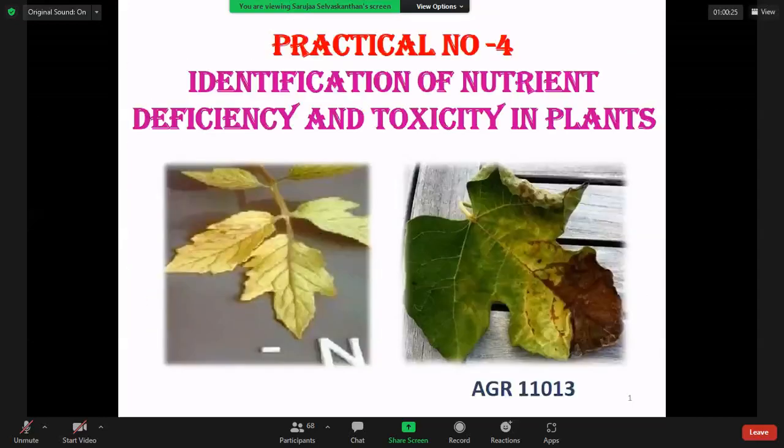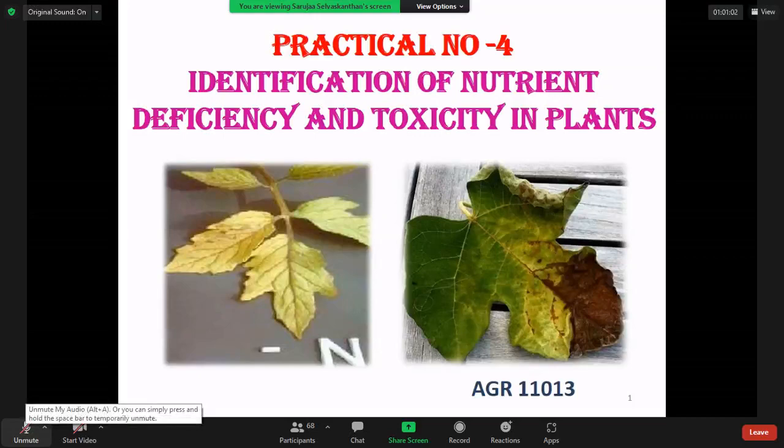Can anyone tell me, first of all, in these first slides, is this the deficiency or the toxicity? First one, deficiency or toxicity? Deficiency. This one, toxicity. Okay.